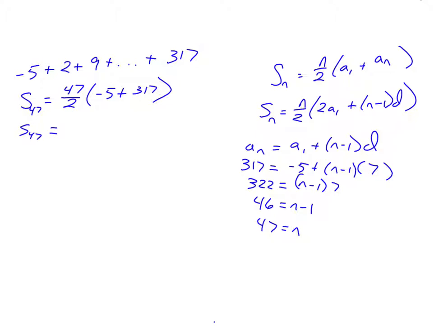And I punch that in my calculator, we end up with 7,332. What does 7,332 represent? The sum of how many terms? 47 terms. If I were to add those 47 terms up, I'd get 7,332. So the number's always gonna be that big? No.